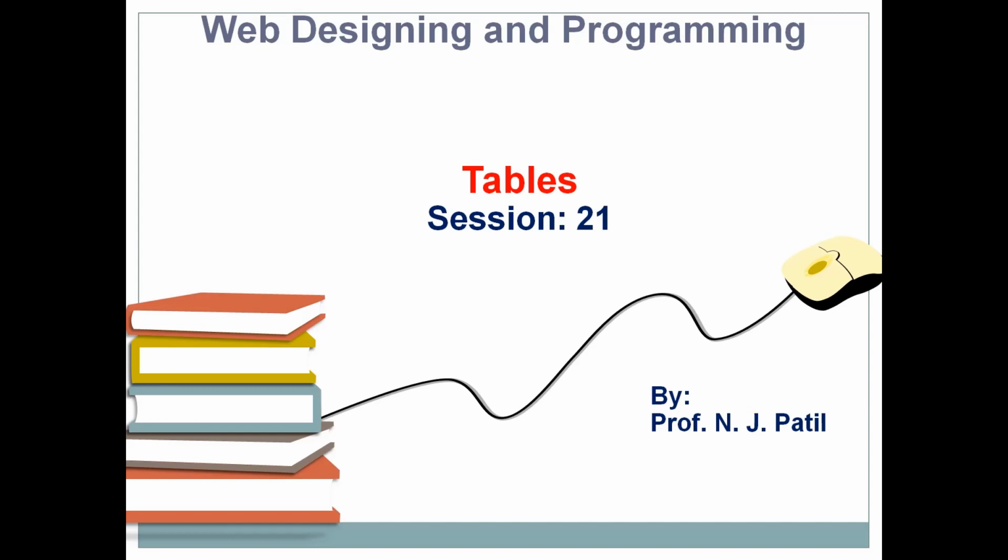In today's session we will study tables in XHTML. As we know, many times we display contents in rows and columns. Displaying contents in rows and columns is possible by using what are called tables. Tables are simply the intersection of rows and columns. So how tables can be created in XHTML and how the contents can be displayed in table format, that is in rows and columns, we will study today. So let's start.